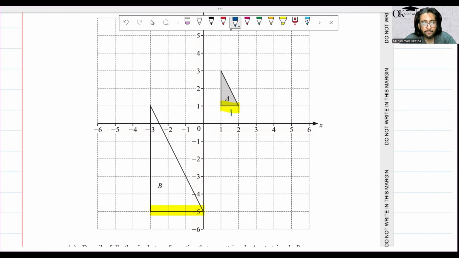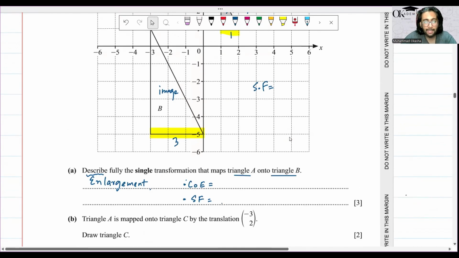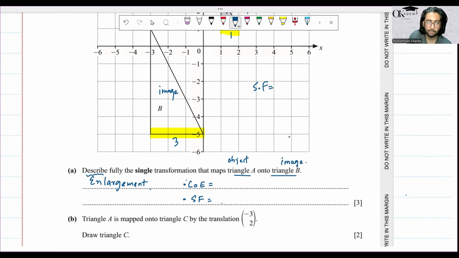If you want to do the proper math on this, this is 1, this is 3, so the scale factor is equal to the image over the object. How do I know which one is the image and which is the object? I can tell from the question. If you really read the question, it says that maps triangle A onto triangle B, which means triangle A is what you started with, so it's the object, and it was mapped onto triangle B, so that's the image.